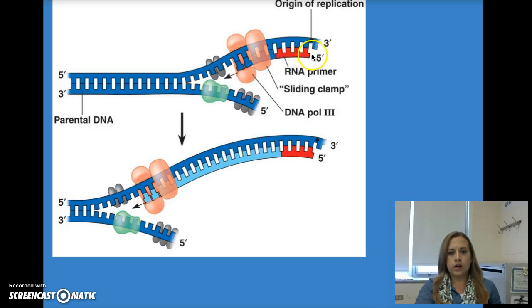You can see you've got your RNA primer right here, and then after this primer, that is where the DNA polymerase starts adding the DNA nucleotides. And then down here, again, we still have our primer, and you can just see now that the DNA polymerase III has just continued traveling towards the replication fork, so there is a much longer strand of bases that have been added.